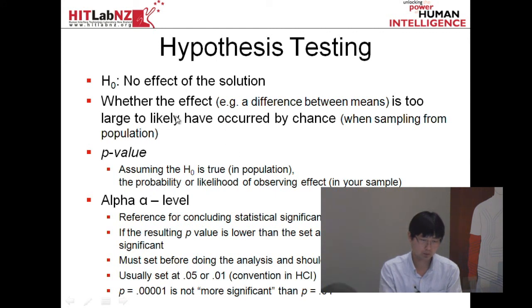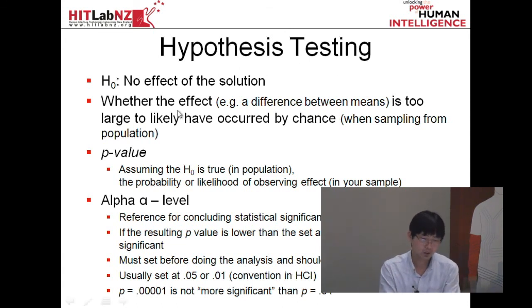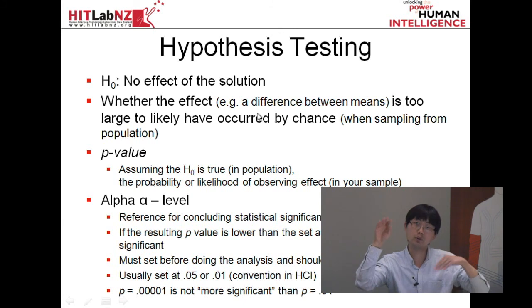I think we'll have to unfold it a little bit. So by effect, we are meaning the difference between the two measures, such as task completion time. So we are trying to find the probability of finding the difference between the two with your sample, which could be depending on the chance of sampling.